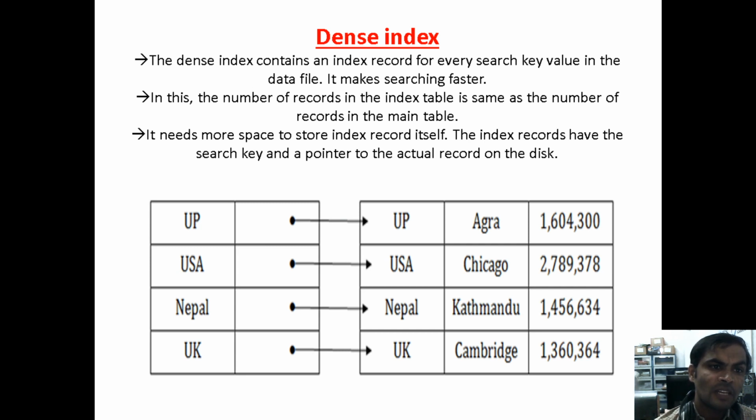The major important point under the dense index is that each and every key value is available, in sequential manner. It is not random. Random happens under the sparse index. In this, the number of records in the index table is the same as the number of records in the main table. For example, if the dense index has 4 records, the main table also has 4 records.